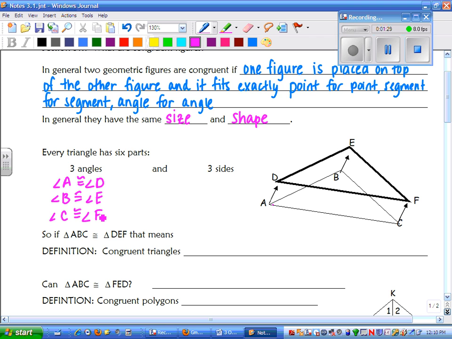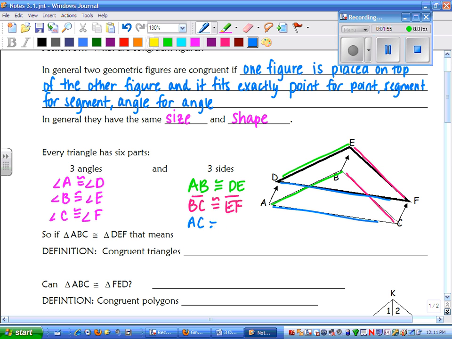And same with the sides. So I'm going to go to green. AB is congruent to DE. We have EF congruent to BC. And the last one, DF congruent to AC.